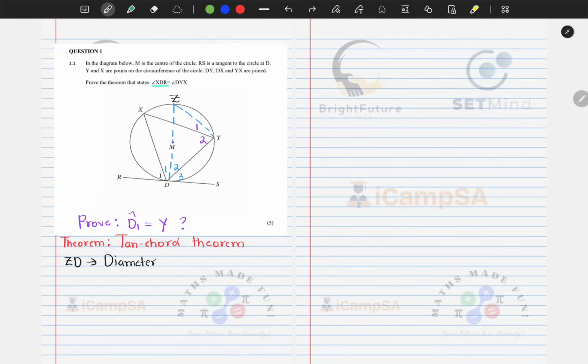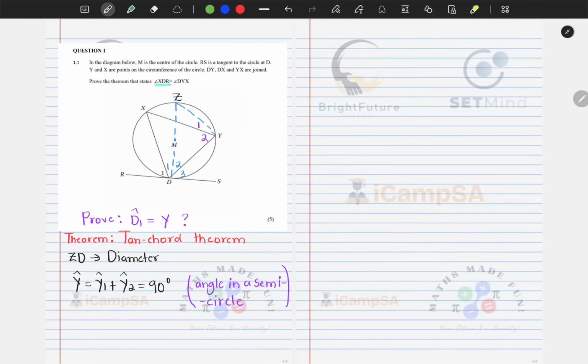This simplifies our life because we can now figure out what angle Y is. Angle Y, which is the same as Y1 plus Y2, should be 90 degrees. If you look carefully, the reason is that it is an angle in a semicircle because this is a diameter. So that is the reason.